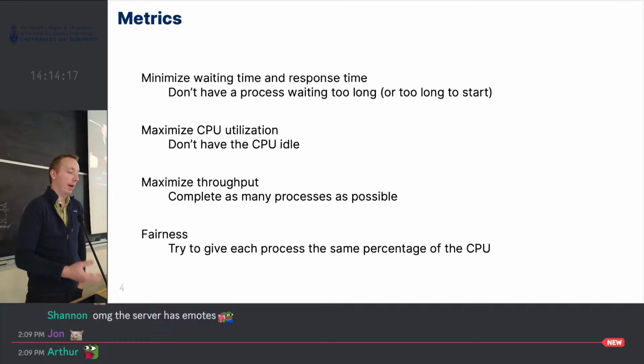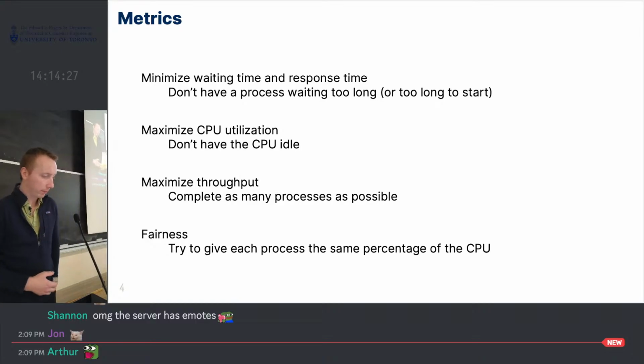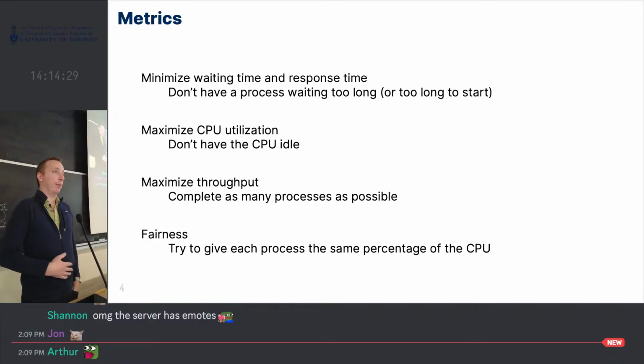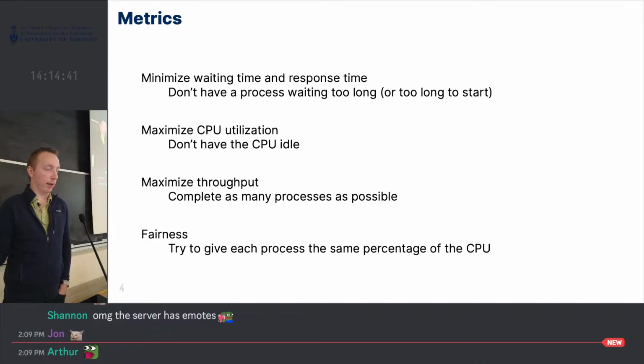You also want to maximize CPU utilization. If you have a system with multiple cores, you don't want to just let them sit there idle when they could be doing some useful work. You also want to maximize throughput, that is completing as many processes as possible. So you want to get through as many processes as possible, and then you have less to run, and you can start running some other ones.